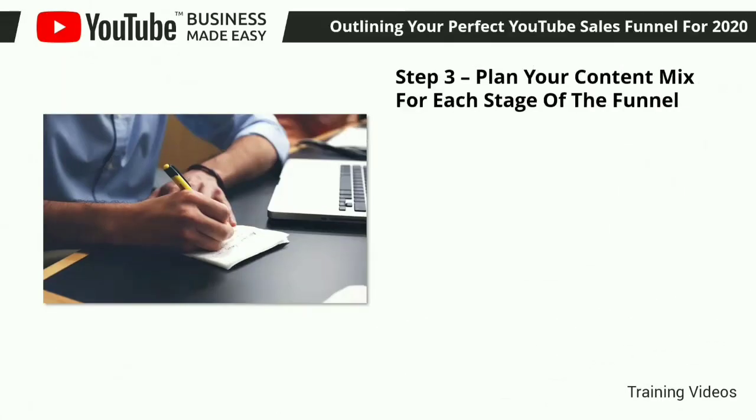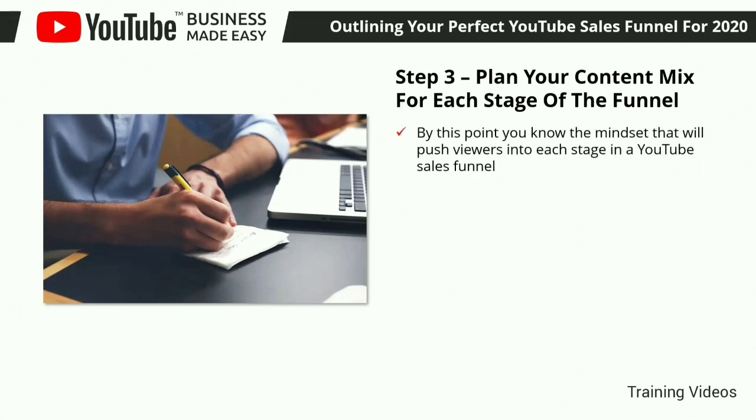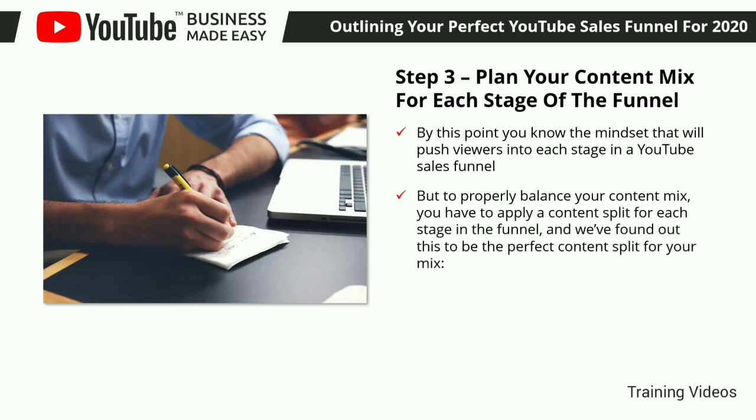Step number 3. Plan your content mix for each stage of the funnel. By this point, you know the mindset that will push viewers into each stage in a YouTube sales funnel, and you have a clearer idea of the type of content that you need to produce to balance things out. But to properly balance your content mix, you have to apply a content split for each stage in the funnel, and we found out this to be the perfect content split for your mix. 40% of content for the top of the funnel. This means that 40% of your content has to be intended to reach leads. In other words, search-friendly videos that are not necessarily about your brand, but about entertaining things that your audience likes.